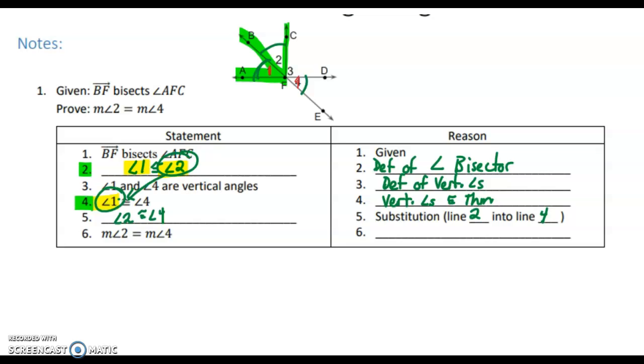All right, so now we're going from angle 2 congruent to angle 4 to measure of angle 2 equal to measure of angle 4. And when you just switch from congruent to equals or equal to congruence, that's definition of congruence.